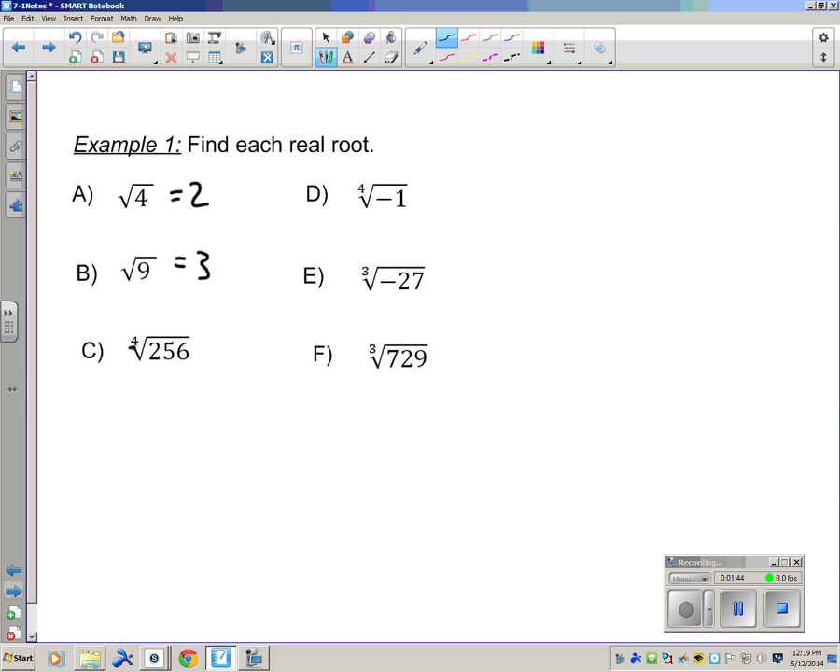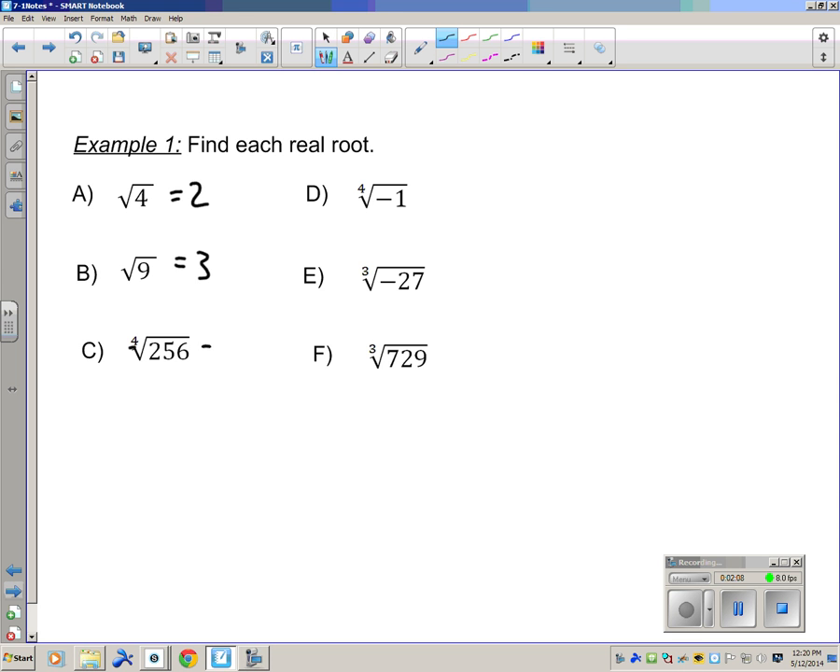Here you've got a 4. You're thinking about the fourth root of 256. So you're thinking about 4 numbers being multiplied by each other that give you 256, and it has to be the same number. So you have to think about what times what times what times what gives you 256. And I'm thinking it's 4 times 4 times 4 times 4.